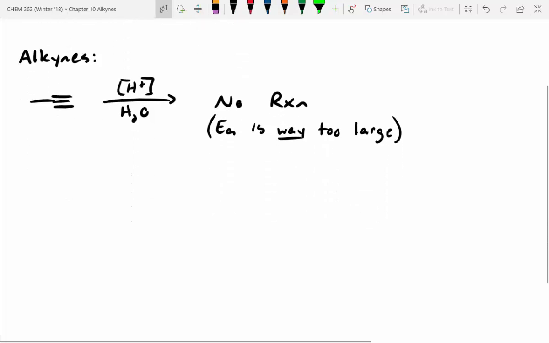All right? So what they had to find was some sort of way around this. What's a good way of getting around a reaction where you've got a super large activation energy? Catalyst, exactly. So these chemists tried to develop a bunch of catalysts, and I'll show you guys what they did.